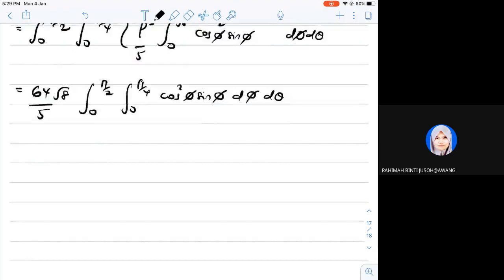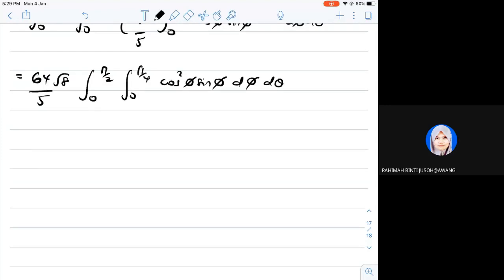So macam mana nak integrate? What should we do now? Any idea, guys? Substitute? Yes, good. Substitute. We substitute what? We let u equals to what?